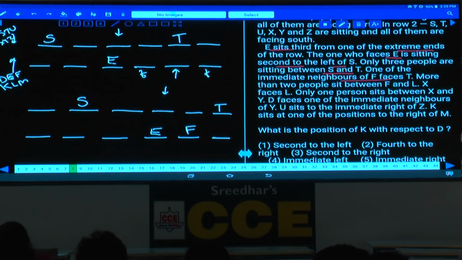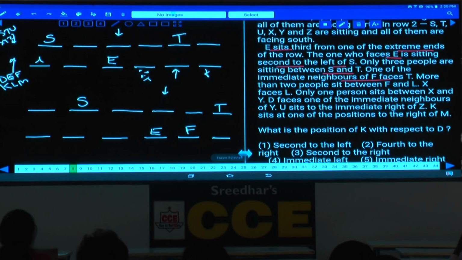More than 2 people between F and L. Between F and L, there must be more than 2 people. More than 2 people means 3 persons or 4 persons. Hence, now if F is at this place, more than 2 people means L must be here. Is it possible? Then how many are there? There are only 2 persons but not more than 2. Hence F cannot be at this place.